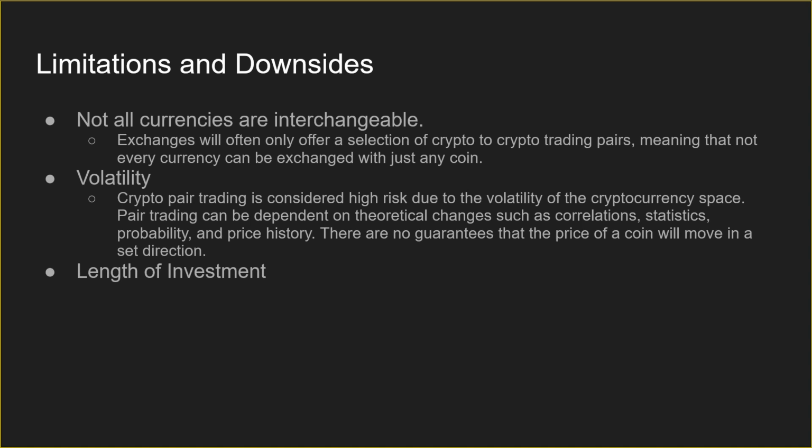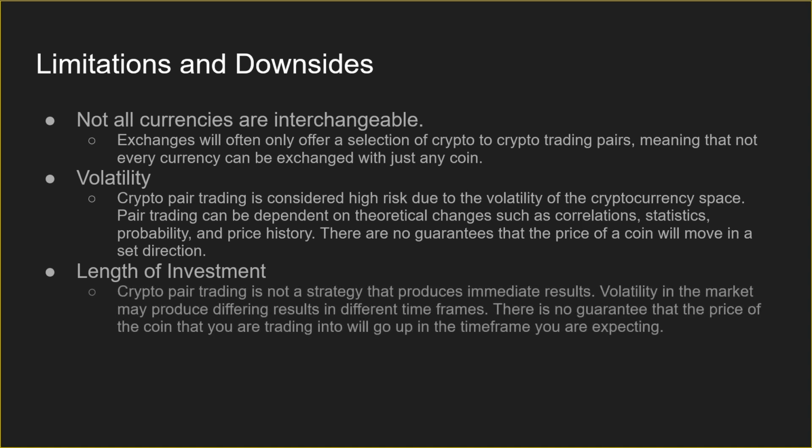There's also the length of the investment. Crypto pair trading is not a strategy that produces immediate results. It's not something where you can swap your Bitcoin into ETH and then swap it right back within an hour and make $1,000. Volatility in the market may produce different results in different time frames, right? Typically, this is something we may want to consider for a longer period of time, maybe several hours, groupings of hours, days, possibly even weeks.